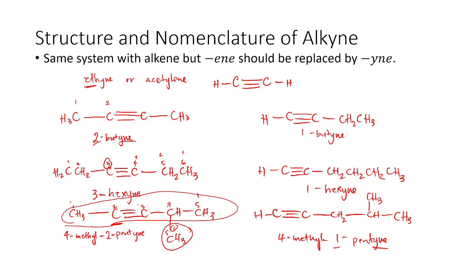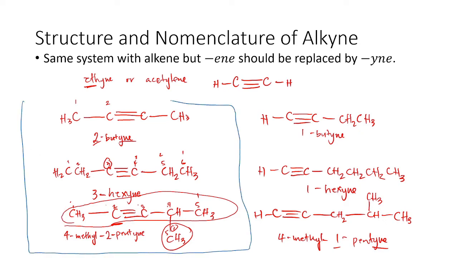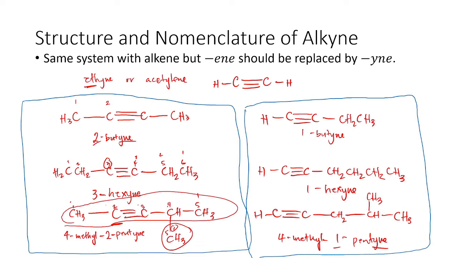So, if you notice, class, I separated them. So we have here this 2-butyne, we have 3-hexyne, we have 4-methyl-2-pentyne. Then on the other side, we have 1-butyne, 1-hexyne, and 4-methyl-1-pentyne. So what is the difference between those groups? Notice that we have here this group, and we have here this group. So as you can see here, class, we actually have two types of alkynes. Okay?